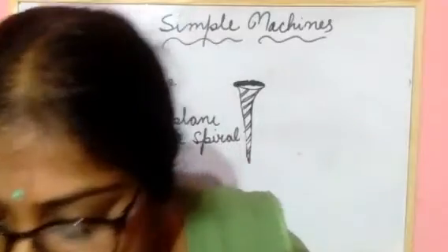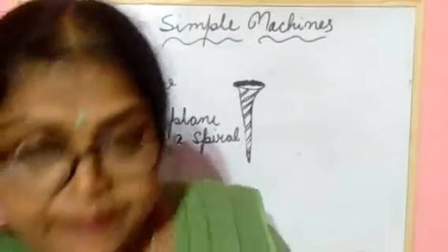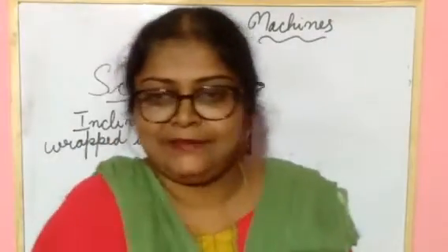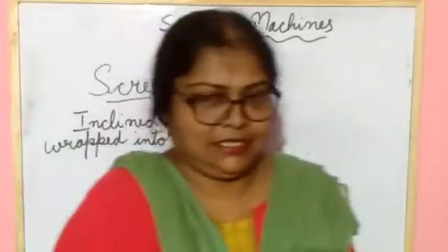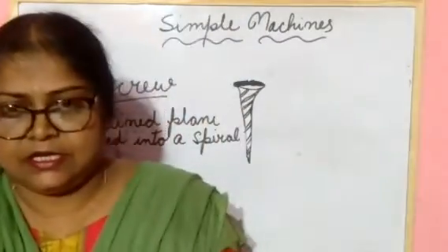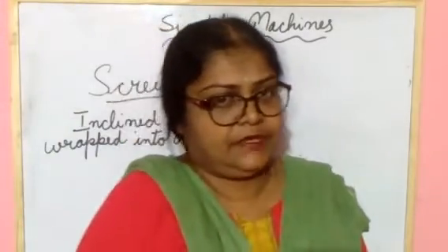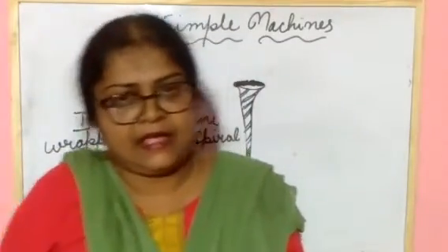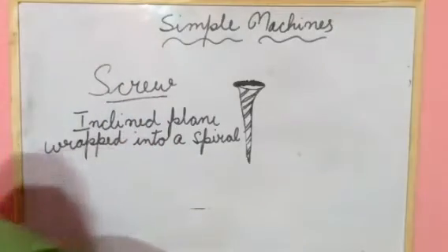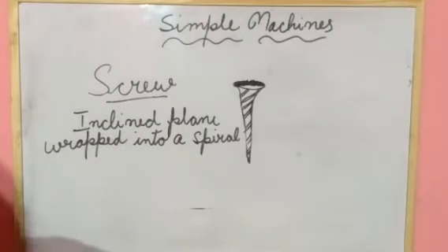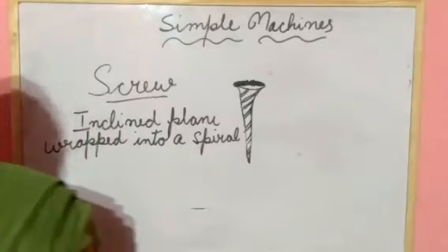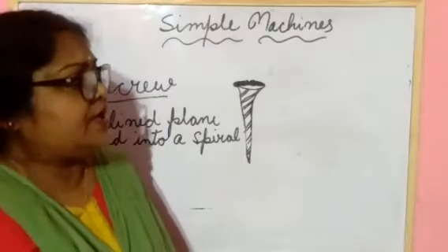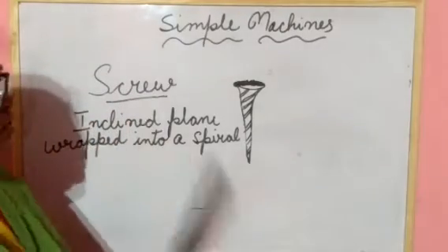So we are doing a chapter. What is the name of the chapter? The name of the chapter is Simple Machine. In this chapter, we have completed up to the inclined plane, and I have explained two types of inclined plane: the gradual inclined plane and the step inclined plane. I explained this in the last class. So today I will tell you about the screw.